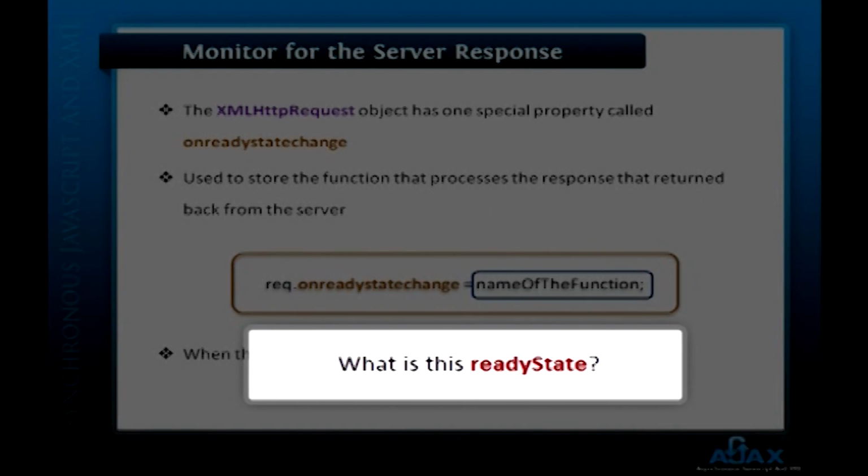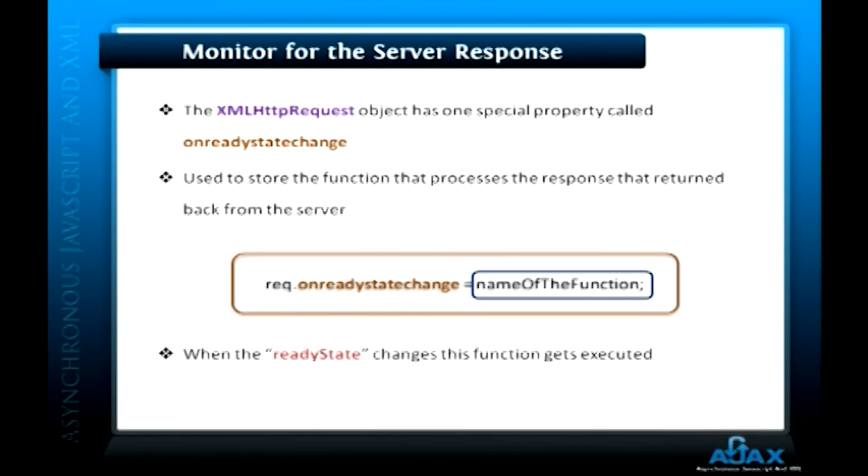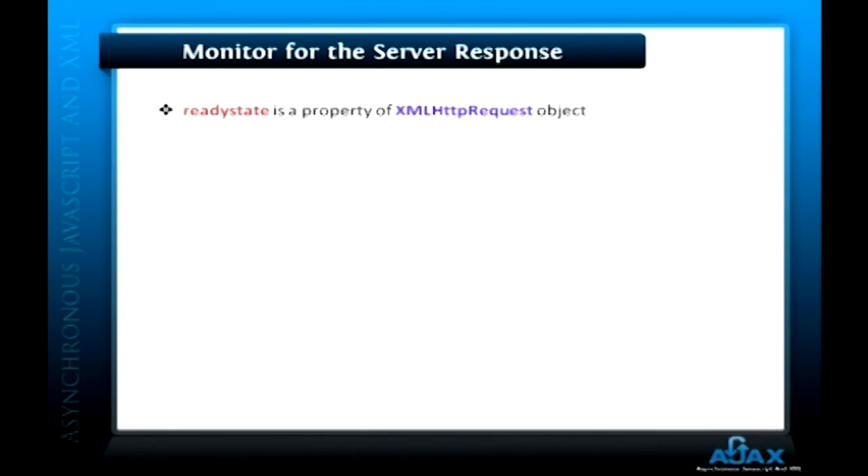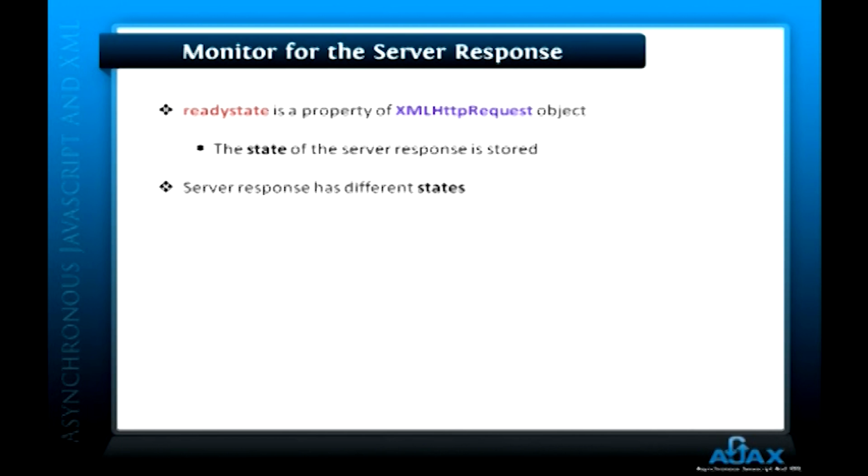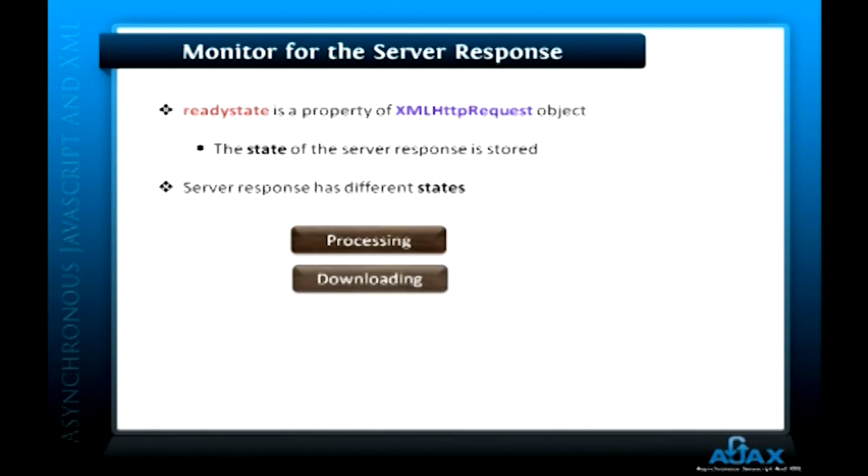But what is this ready state and what does it mean? Well, it's again a property of XML HTTP request object, where the state of the server response is stored. The server response has different states like processing, downloading, and completed. So this function will get executed whenever this ready state property changes. Am I clear? Well, now let's see what this function should do.